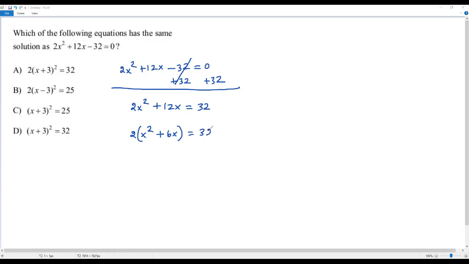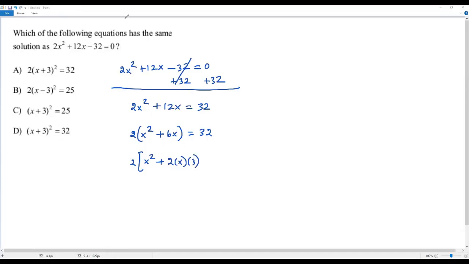On the right side, we can write the 32 as it is. Even when I distribute this 2 to x² and 6x, I must get the original expression: 2 times x² is 2x², and 2 times 6x is 12x. Now, we can write this 6x as 2 times x times 3.